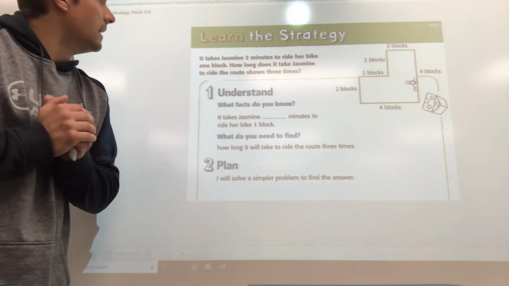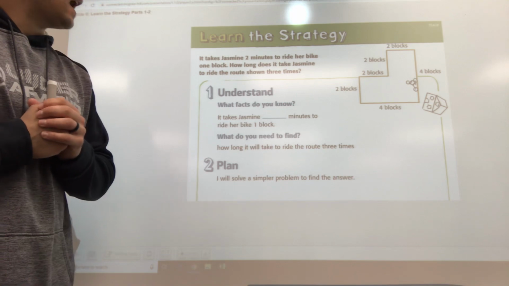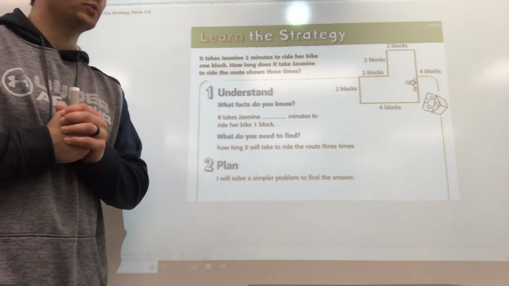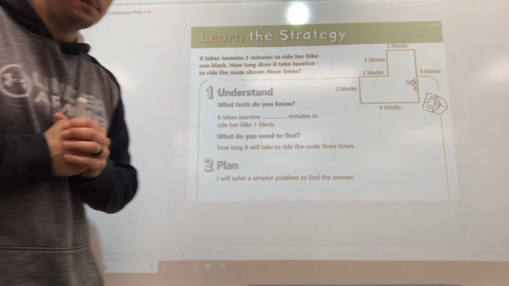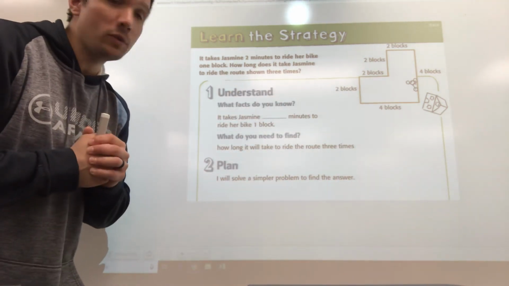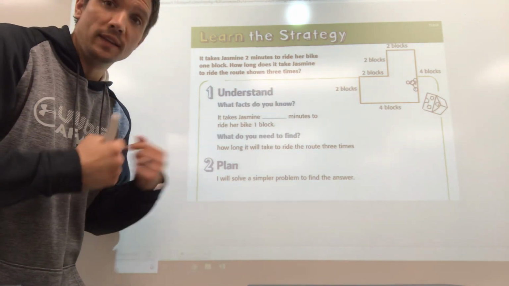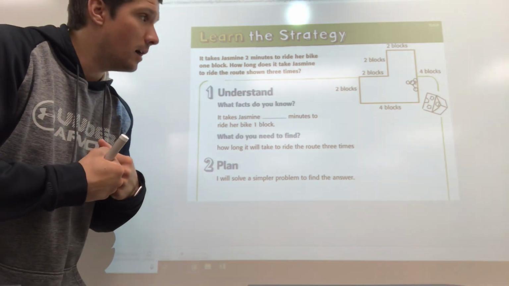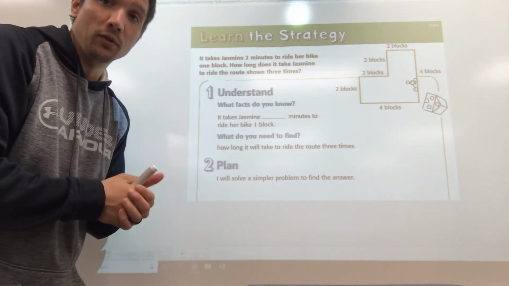It says, it takes Jasmine 2 minutes to ride her bike 1 block. How long does it take Jasmine to ride the route shown 3 times? So here we have the route that Jasmine rode her bike, and you're going to notice right away it is not the four-sided figure that we were working with yesterday. There's going to be a couple steps to this problem in order to figure out how long it takes Jasmine to ride this route 3 times.